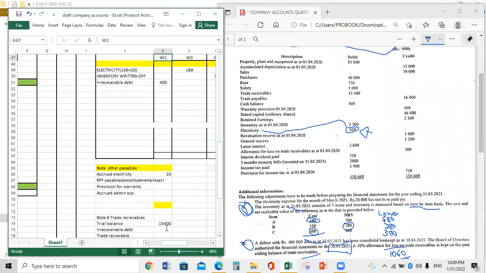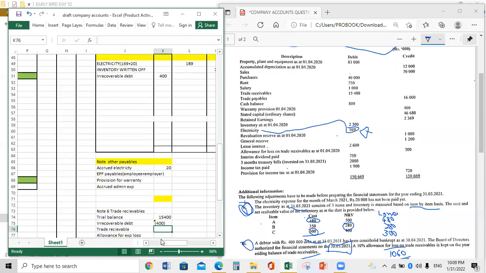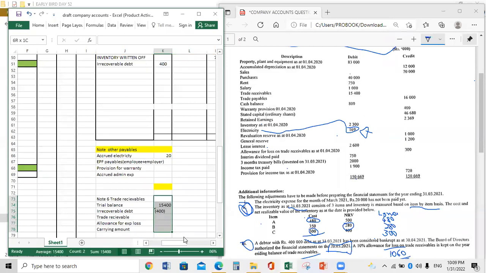Trade receivable credit means trade receivable should reduce. Credit means, guys, you have to reduce it. So go and reduce it, and you will get the correct trade receivable value. The correct trade receivable value will be 15,000.